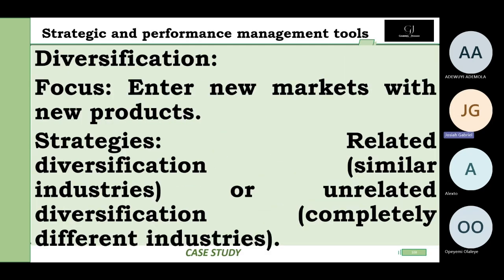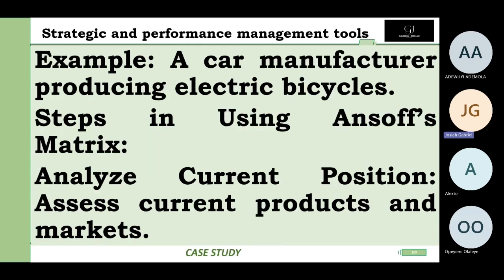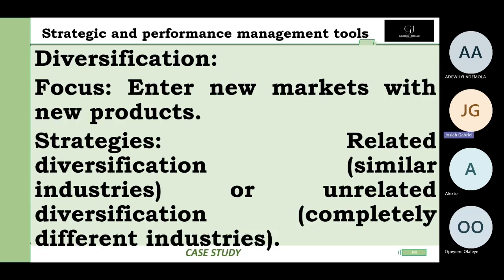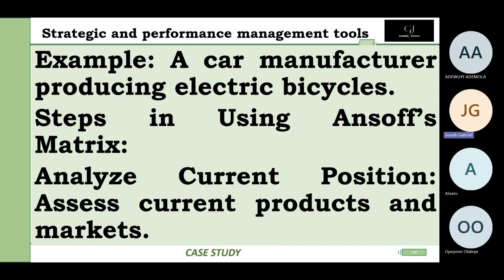Diversification is to enter new markets with new products. So you can see the focuses are intertwined. Strategies include related diversification in similar industries or unrelated diversification into completely different industries. So diversification is a component of the Ansoff matrix. An example is a car manufacturer that could go into producing electric bicycles. That's having a new market and a new product for that market.